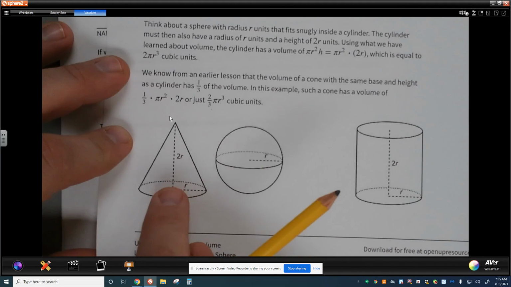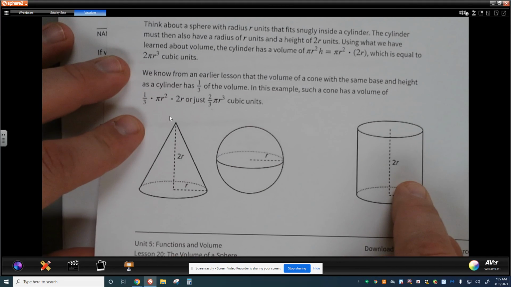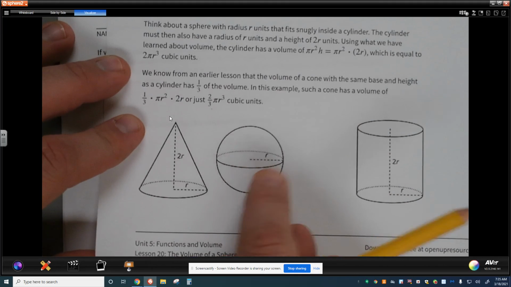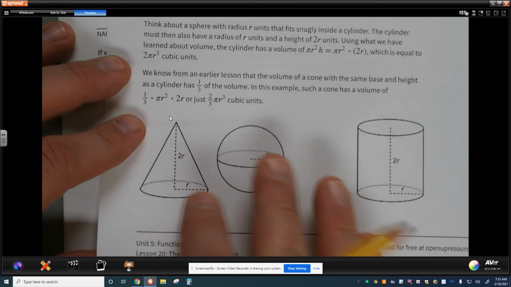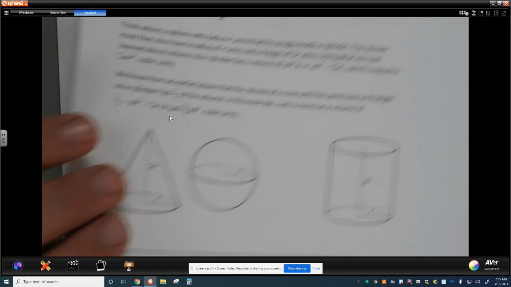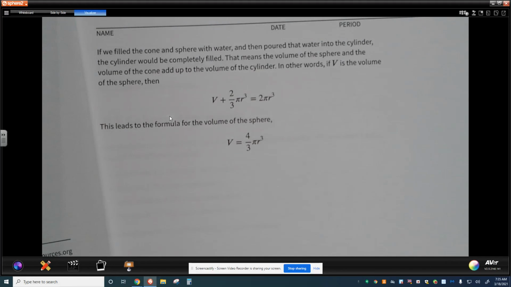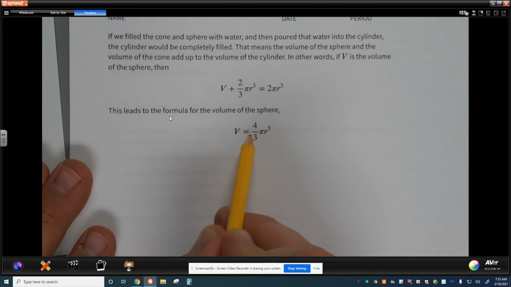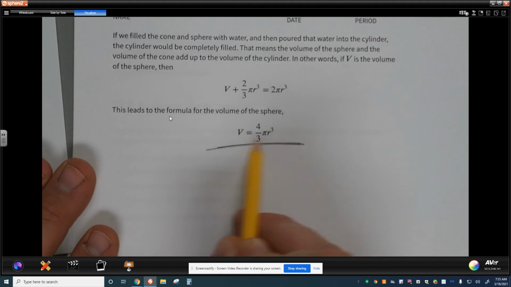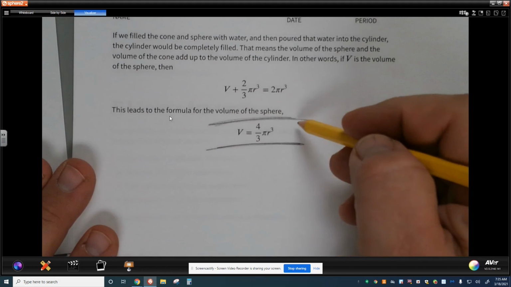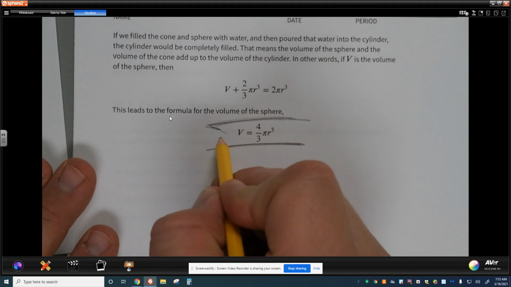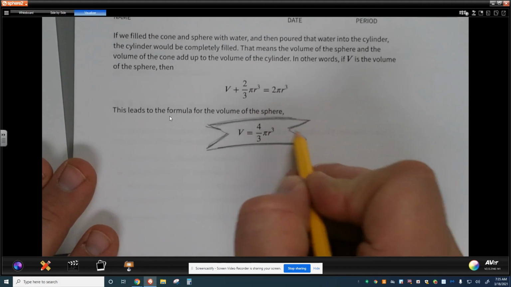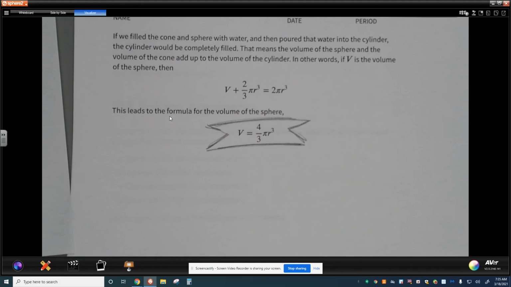So thinking about this, this is 1/3 the volume of that one. This is 2/3 the volume of that one. So together it makes 3/3 that volume, or the entire volume. Bottom line is this. If we talk about the formula for the volume of a sphere, this is what you really need from today's lesson, is to know how to find the volume of a sphere.